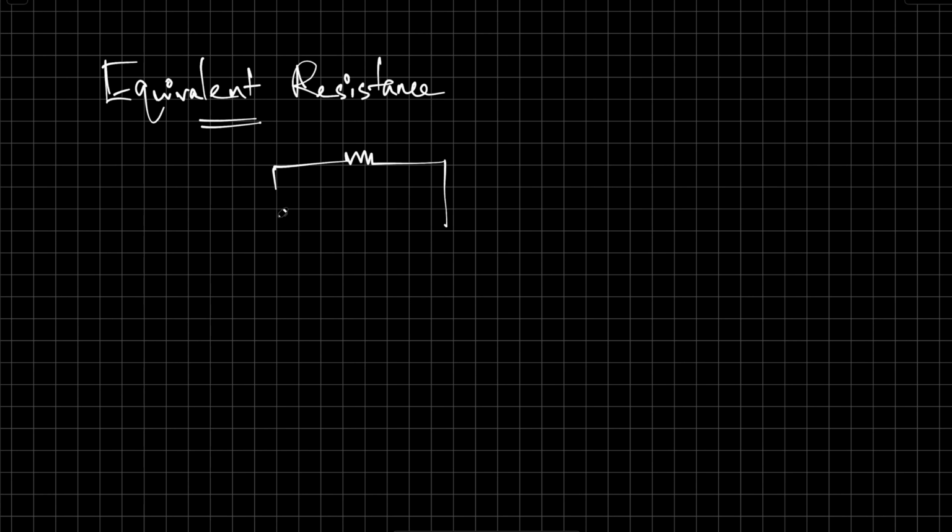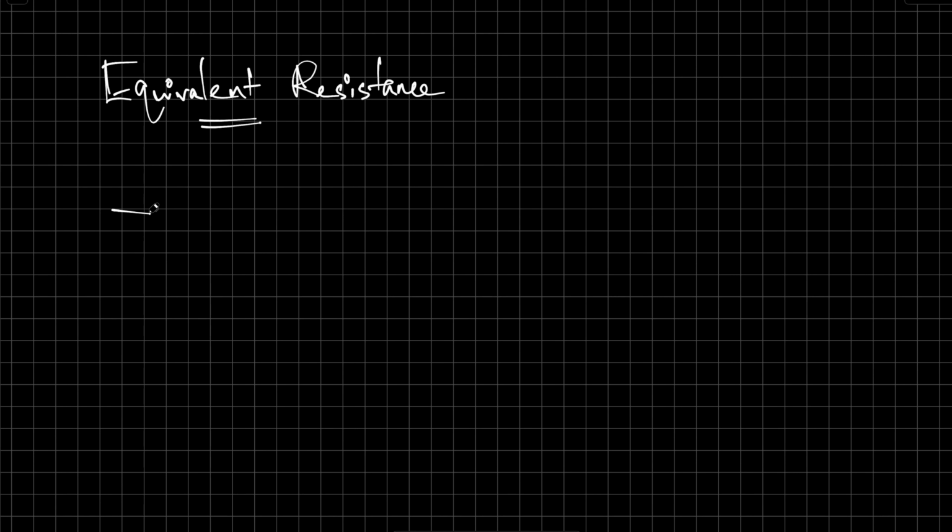In this video, I'm going to talk about equivalent resistance. In the previous video, when I was talking about Ohm's law, we solved problems with one resistor and one battery. What if we have multiple resistors in a circuit? How do you find the total resistance?